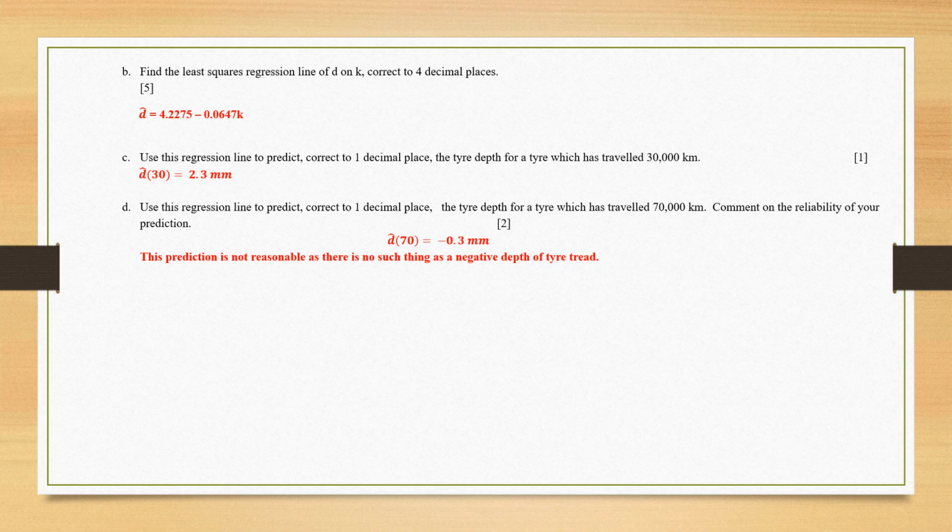Regression line to predict correct to one decimal place, make sure now this is 30,000. The data is in thousand, so when you put it into the formula, you put it in as 30. Now they ask you to predict 70,000. If you put 70 inside the equation, you get negative. So it's not reasonable because there is no such depth. You cannot have a negative depth.